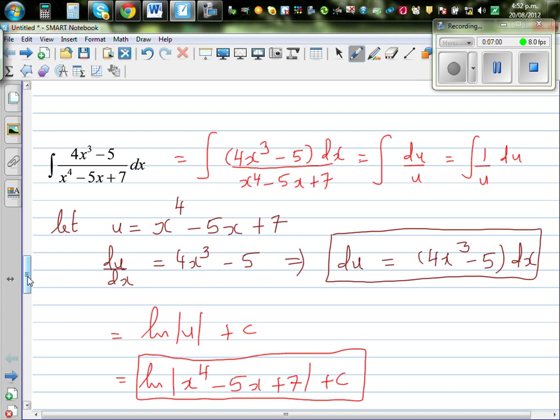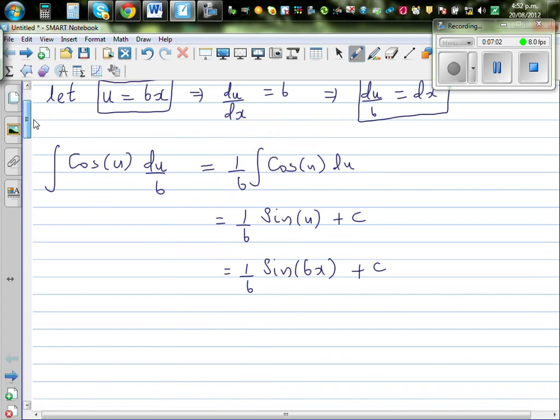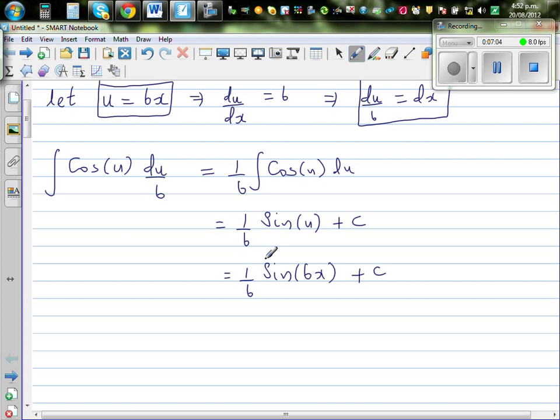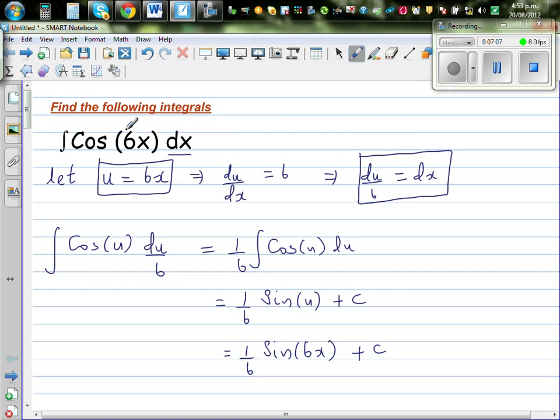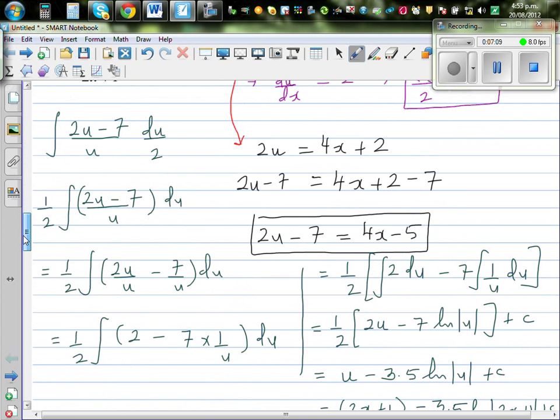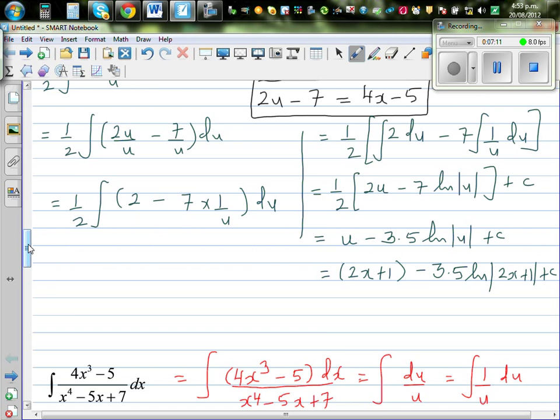Okay, for all these questions, you can practice your skills by differentiating the answer and checking whether you get back the original function. If you differentiate this, you should get back the integrand.